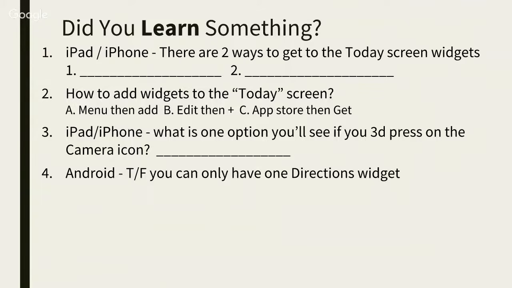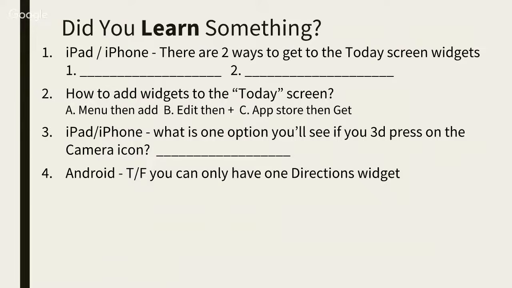Okay. On Android, true or false, you can only have one directions widget. False. You can have several. Yeah, they come in real handy. You can have one for every place you go, or you can program one in for your parents or whoever you want to make sure they don't get lost. Or at least not too often.